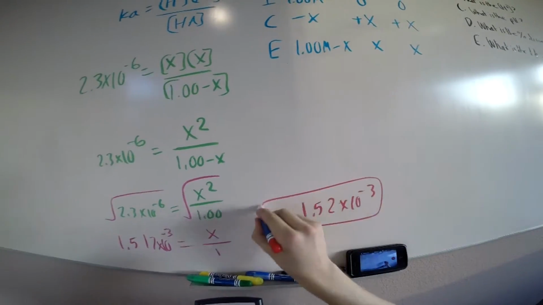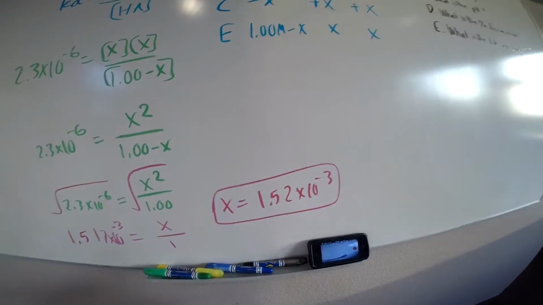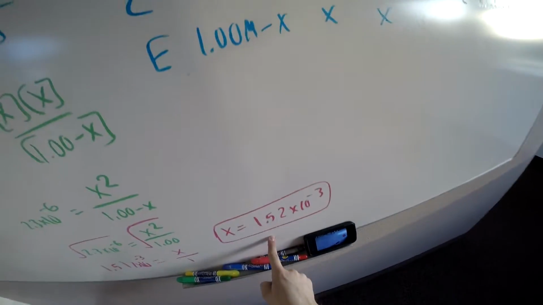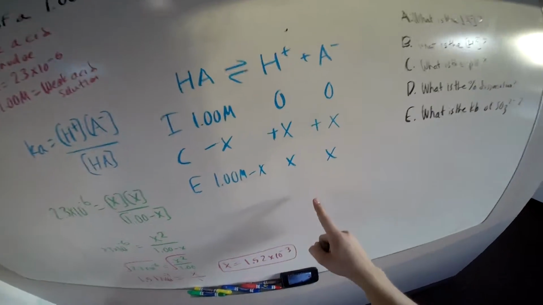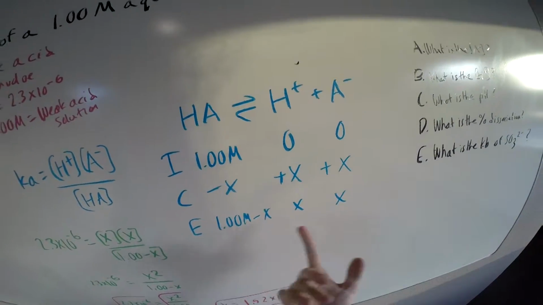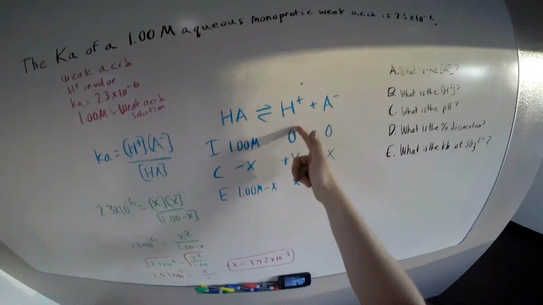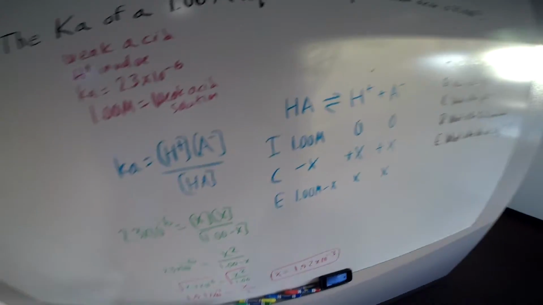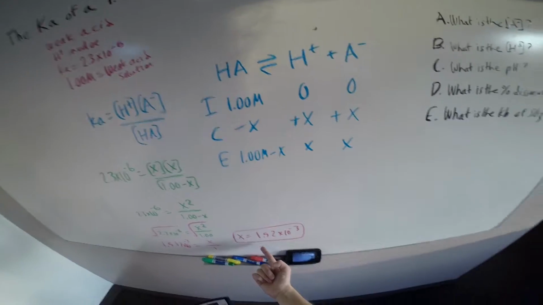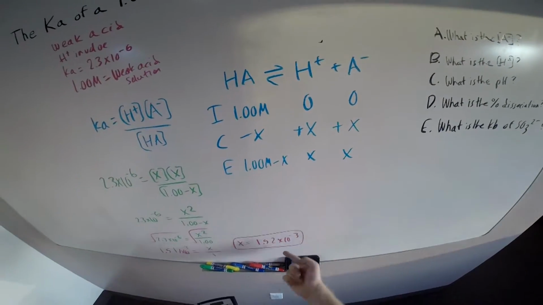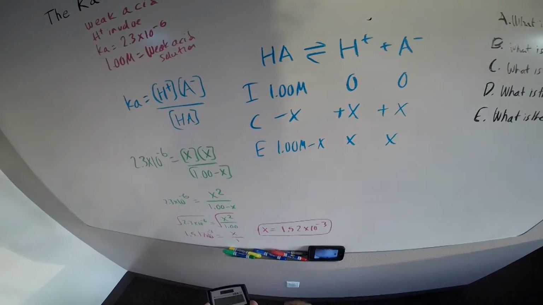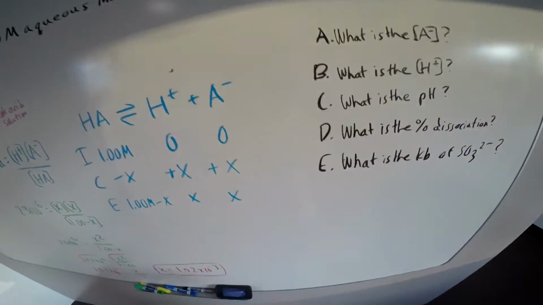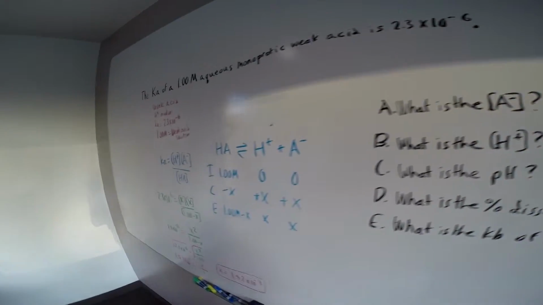We haven't found our final answer yet, but this is one of the things we were looking for. So what can we do with this x value? We can plug it back into our ice chart here, here, and here to find our H plus and our A minus, which is what our questions are asking. So if you plug this into x, you're just going to get this number back. We'll write our answer over here because we basically found our answer already.